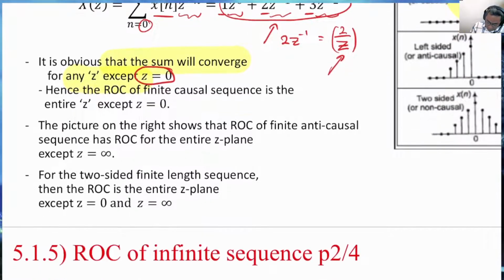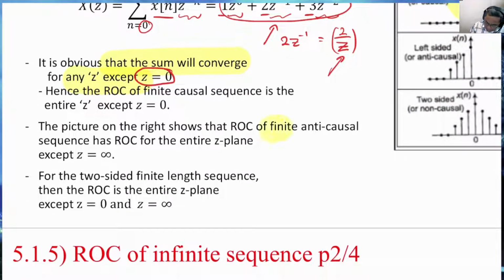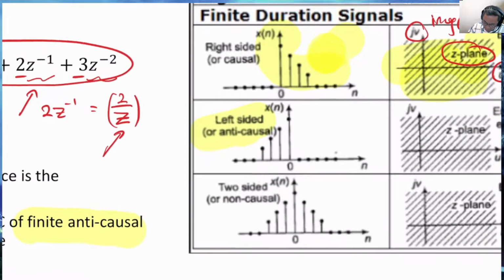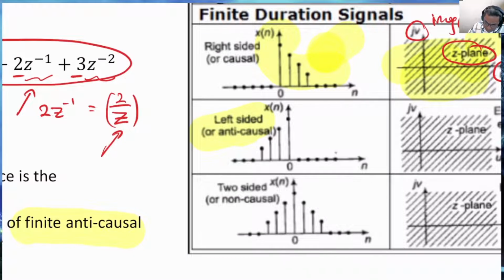We now continue the discussion for finite anti-causal sequence. What is finite anti-causal sequence is here. The sequence exists from negative time, minus 1, minus 2, minus 3, and 0 after that. Well, so this is a finite sequence, and in the finite sequence, where for a bilateral z transform, where would it exist? So let's write the answer first.